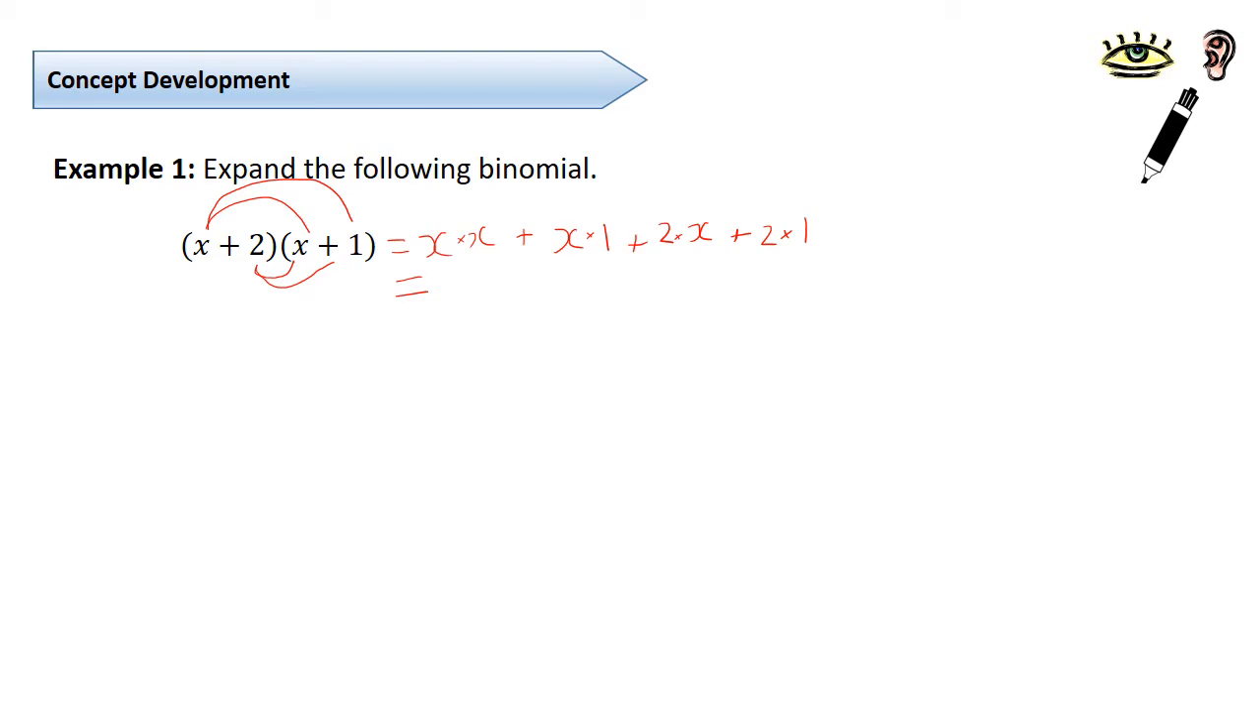Of course, we always like to simplify. We like our answers nice and simple, so we can tidy this up quite a little bit. X times x, we can write that as x squared. X times 1, well that's just 1x. 2 times x, so that is 2x. 2 times 1 is of course 2.